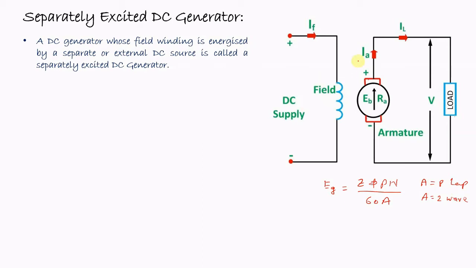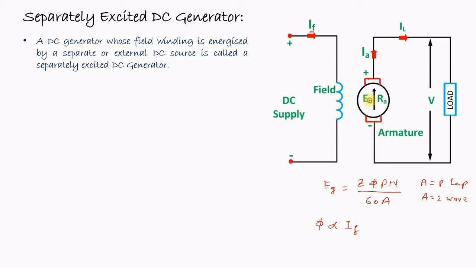Now here the stator field winding is connected to some external DC supply voltage. Therefore, the current flowing through the field winding can be controlled by changing the supply voltage. So the flux which is produced will be proportional to the field current. Field current means the current flowing through the field winding, this is I_F. So the amount of flux produced will depend upon the field current, and depending upon the flux, the generated EMF will be produced.